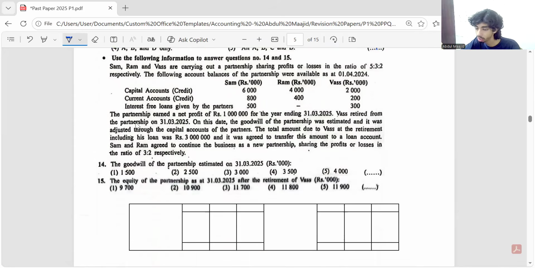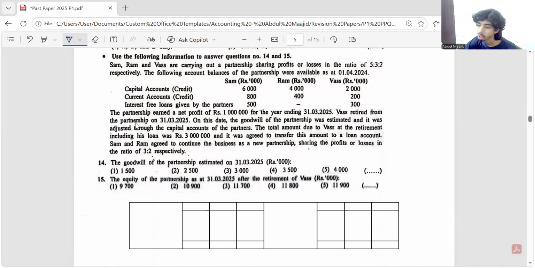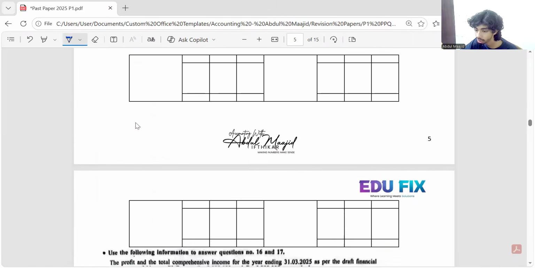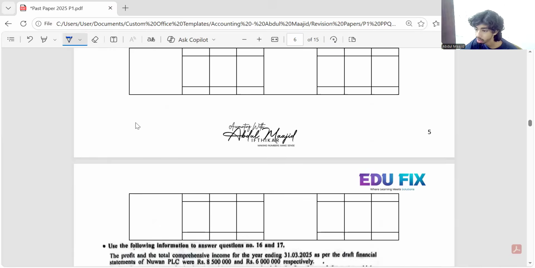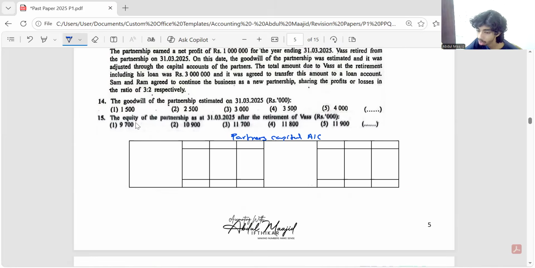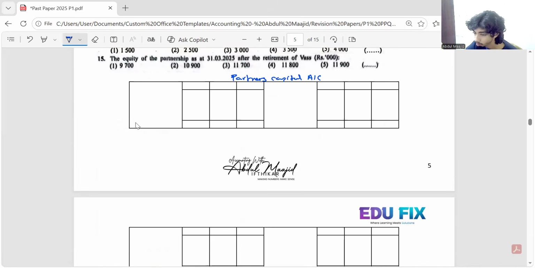Then moving on to 14 and 15. The goodwill of the partnership estimated on 31st March and the equity of the partnership after retirement of Vas. Then we'll prepare the partner capital account and we'll also prepare the partner current account.